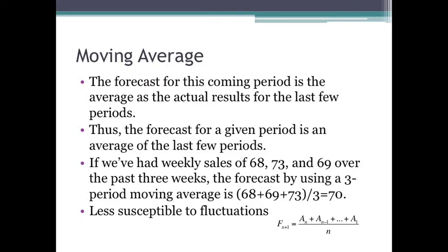So, if we've had weekly sales of 68, 73, and 69 over the past 3 weeks, then our forecast, using a 3-period moving average, would simply be the average of those 3. So 68 plus 69 plus 73 divided by 3 equals 70. And so, as mentioned, moving average tends to be a lot less susceptible to fluctuations, which is why it tends to be used for simple cases.